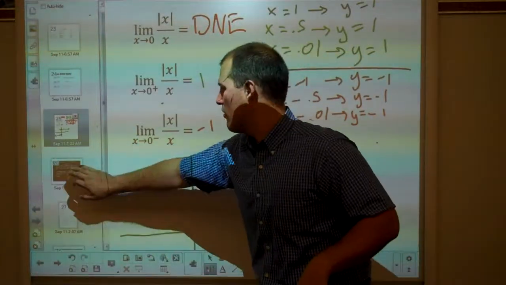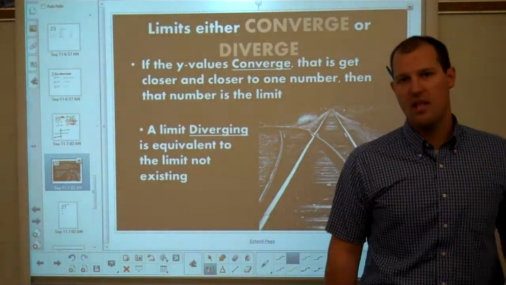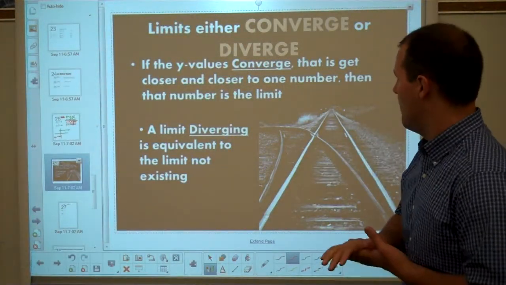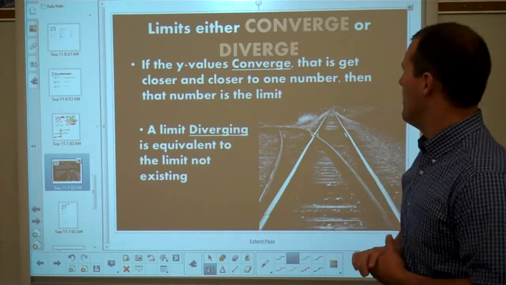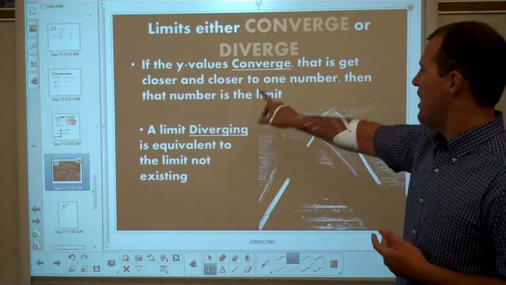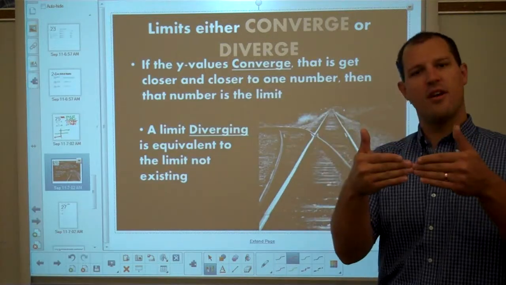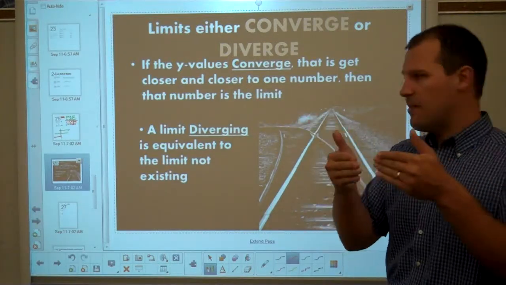Okay? Let's add a little bit more vocabulary to that. So we say that limits either converge or diverge. We say converge or diverge. But the idea is if it converges, convergence means they're coming together. The two sides are coming to the same number.